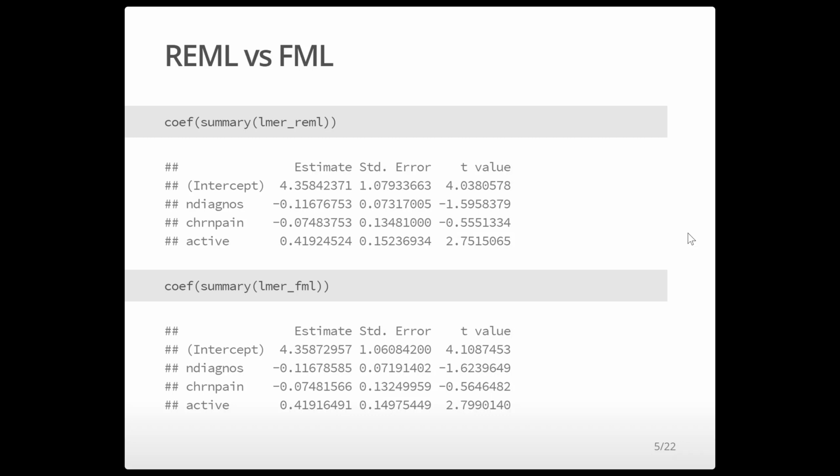And then also note that the standard error is where we actually see more meaningful differences. The standard errors in the restricted version are a little bit larger than in the full version. So here you see the standard error up here is 1.08. Down here it's 1.06. Not a huge difference, but a more meaningful difference.